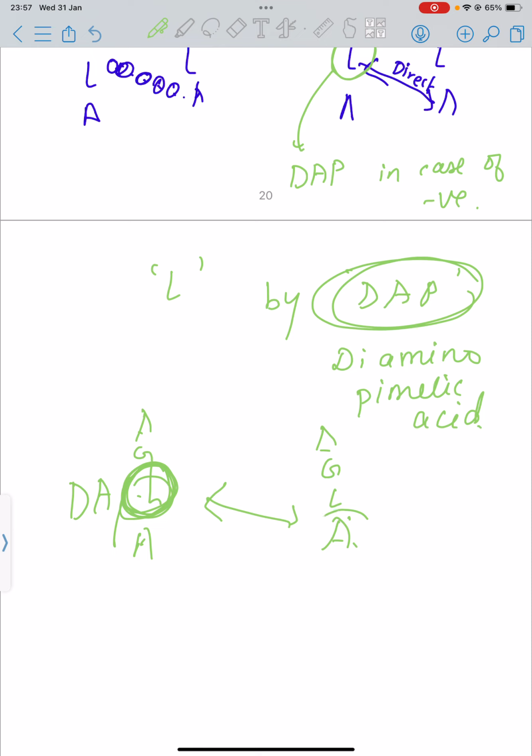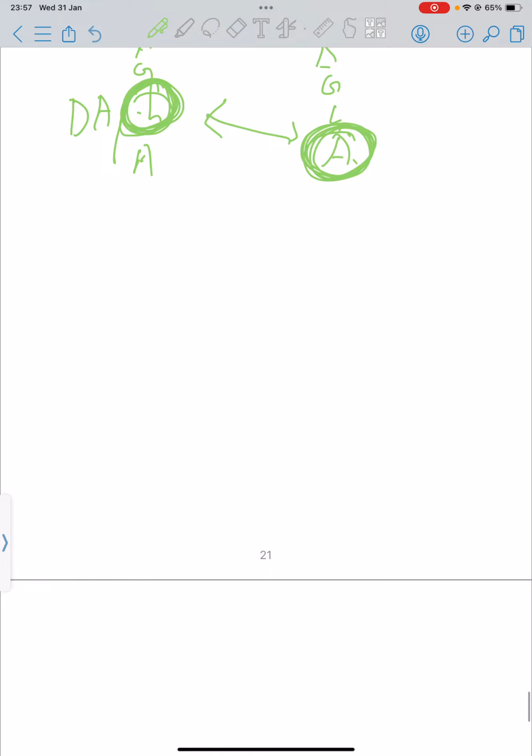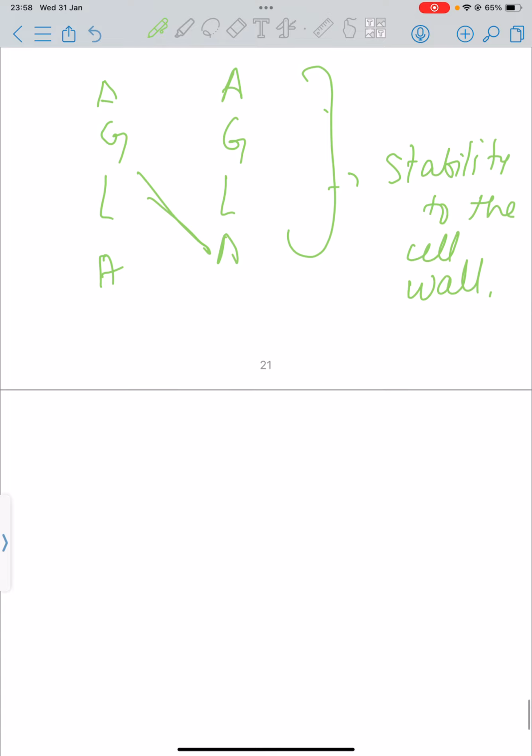So DAP and alanine. DAP of one side chain forms a cross link with alanine of another side chain directly. So because of this cross link, there is stability to the cell wall. Now I'll show you how.